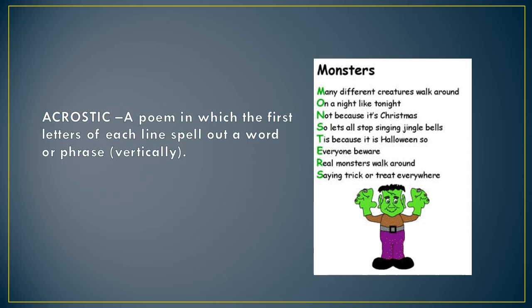Next we have the acrostic poem. It is a poem in which the first letters of each line spell out a word or phrase vertically. Like in this example, we have the word monsters. All the lines of the poem should start from the letters that spell out the word monsters. So the letters should be the beginning of each line of the poem.